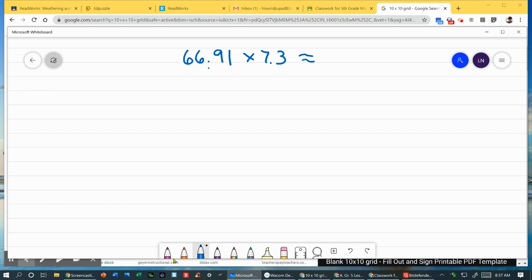Okay, here's how I did mine. I rounded 66 and 91/100 to 70. I rounded 7 3/10 to 7. And my estimate's 490. For my exact answer, 66 and 91/100 times 7 3/10.